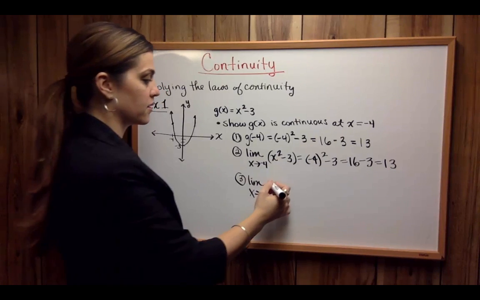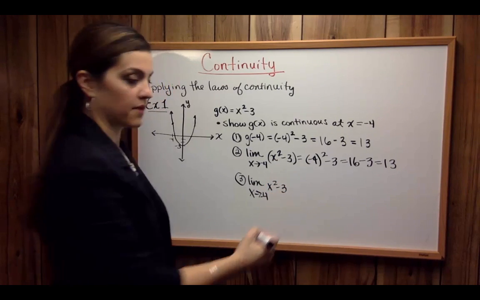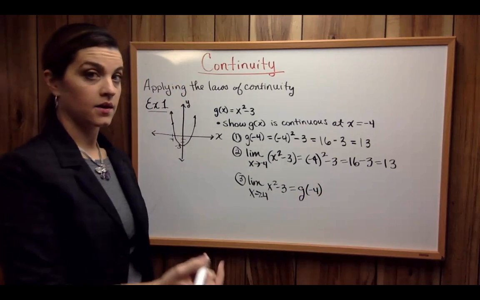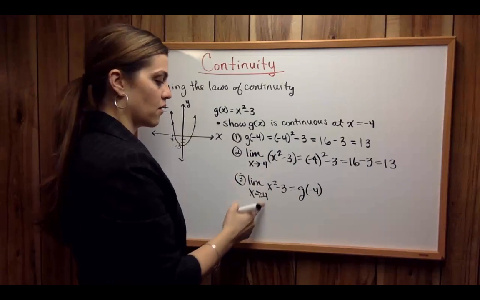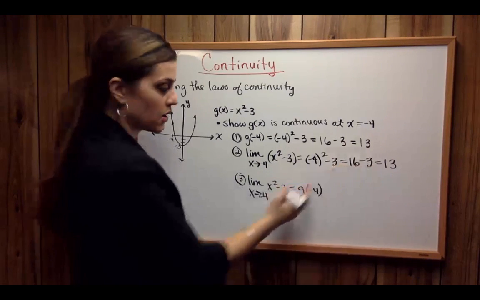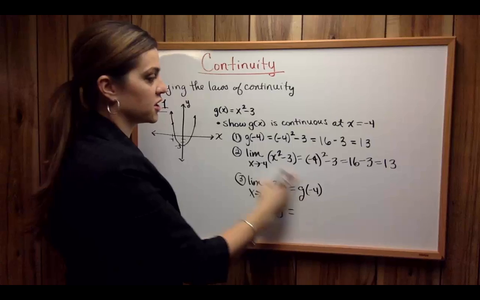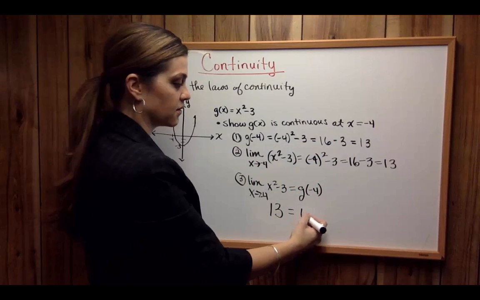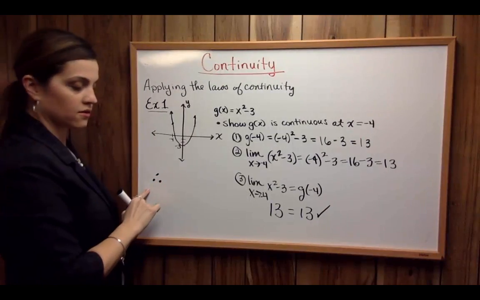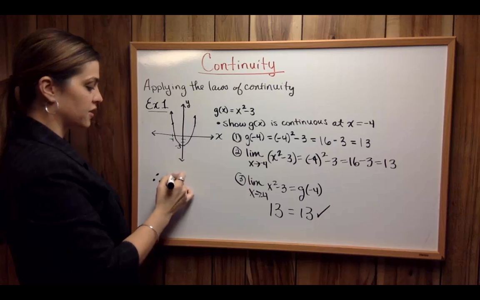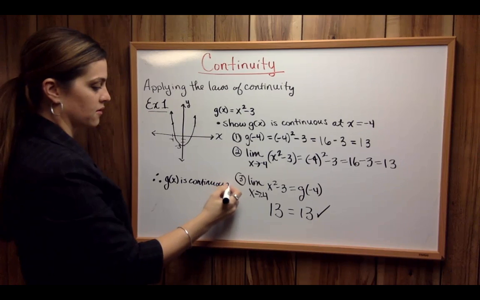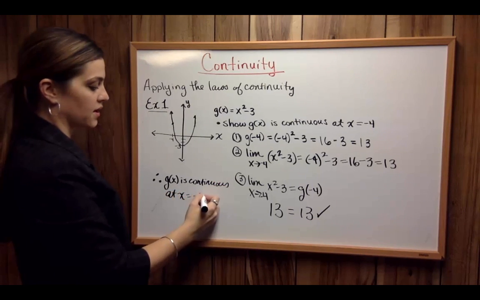The third law of continuity: does the limit as x approaches the A value, which in this case is -4, of the function x squared minus 3, equal g of -4? It does. So you just want to now state right underneath, the limit as x approaches -4 of x squared minus 3, what does that equal to? We'll look at 2. So you put that here, 13. And what does g of -4 equal to? That's 13. So it's true. Therefore, these three little fancy dots mean therefore, g of x is continuous at x is equal to -4.